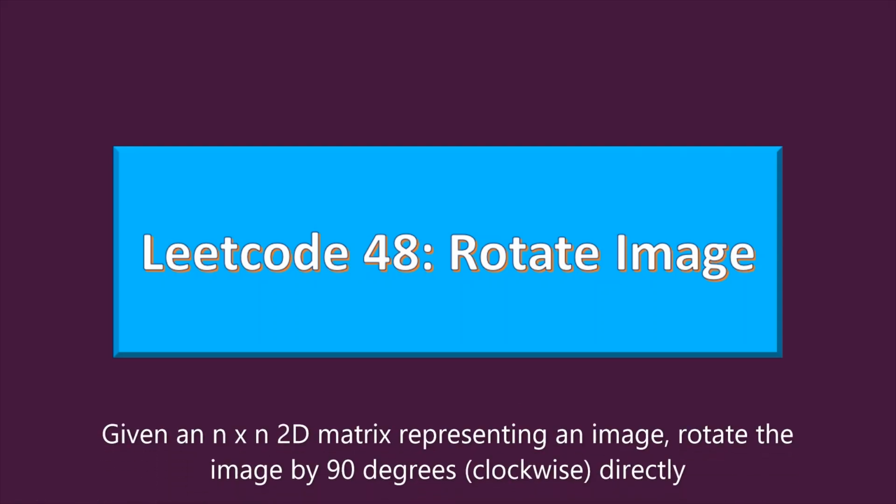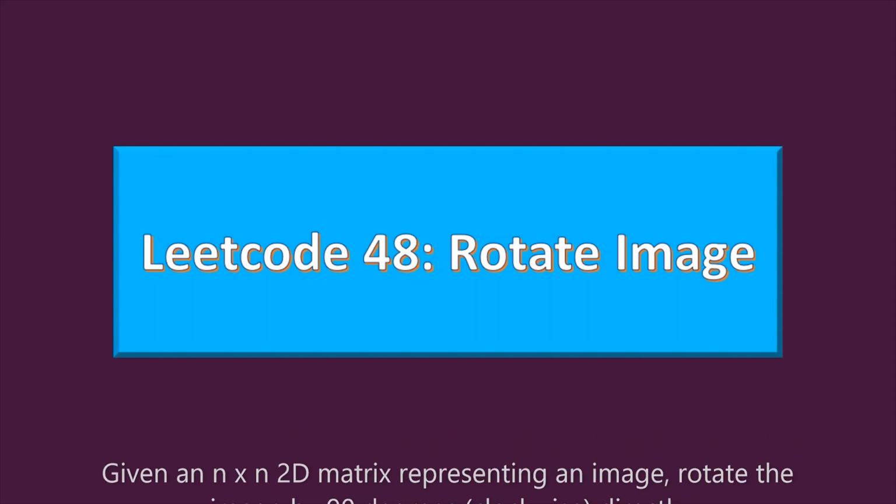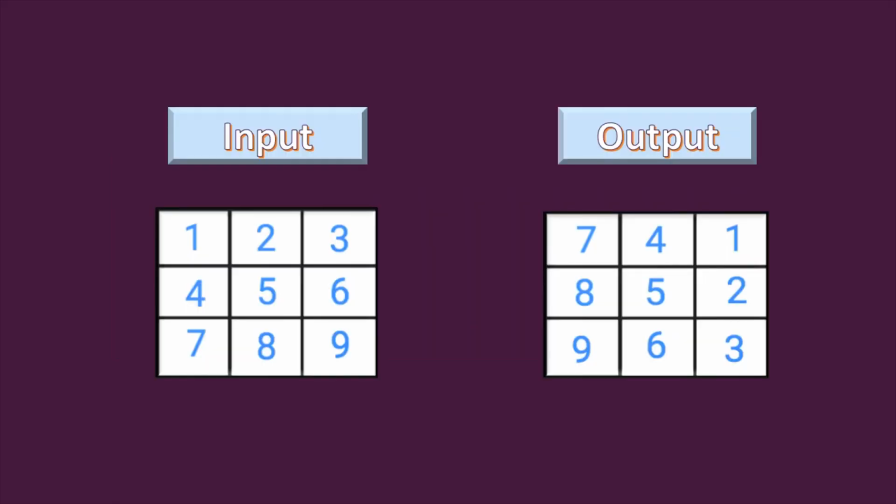In this video, let us see the solution for rotate image. Given an n by n 2D matrix representing an image, rotate the image by 90 degrees in clockwise direction directly, that is without using another 2D matrix.